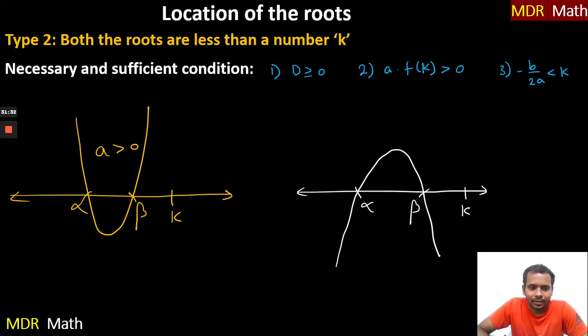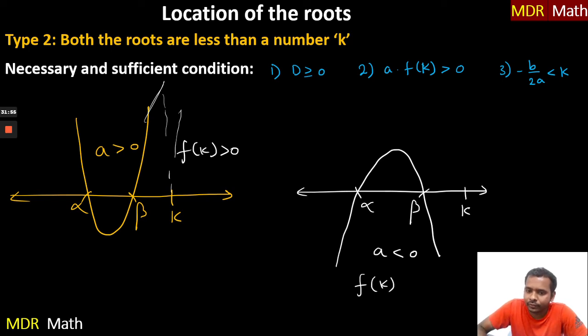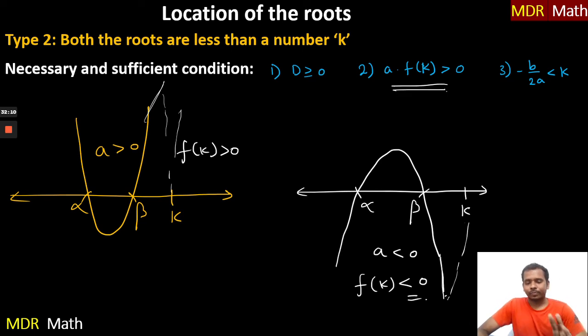So what do you see here? Here a is greater than 0, and what about f of k? F of k is also greater than 0 because it goes on to the positive side. On the negative side we do not have the values for k. So y is positive for k, that means f of k is greater than 0. And here, a is less than 0. What about f of k? When you extend this line, you will see that f of k is negative, that is less than 0. Again, a into f of k is always greater than 0 in this case also.